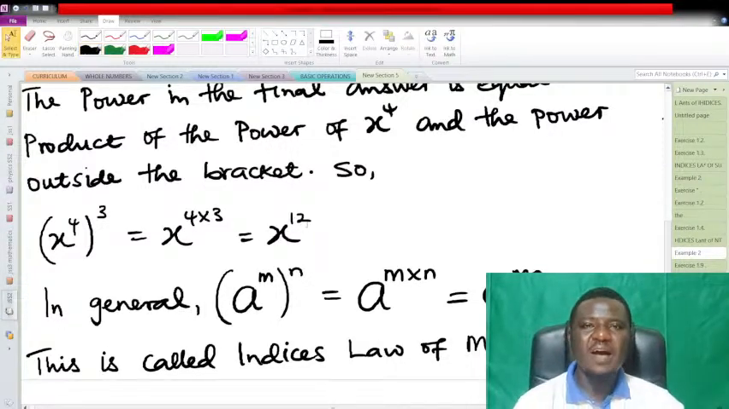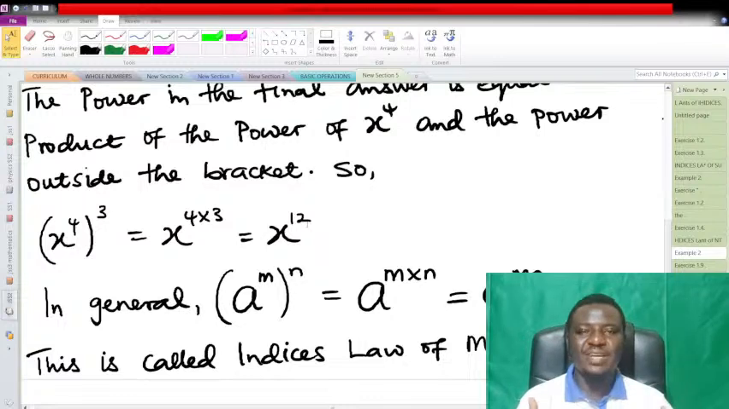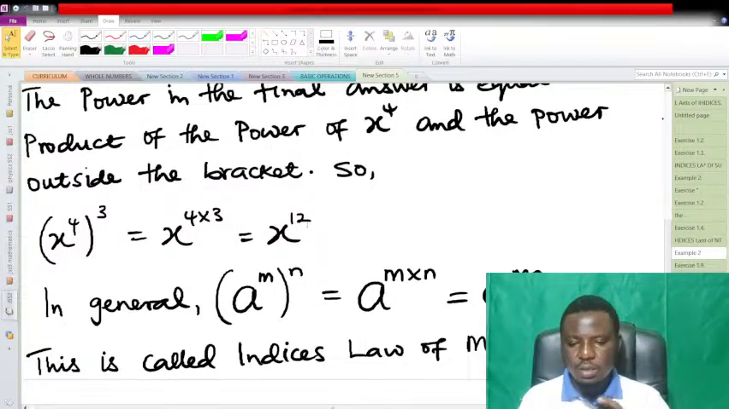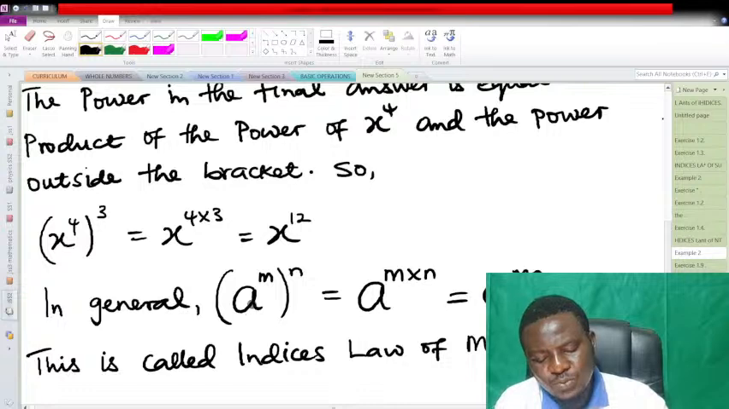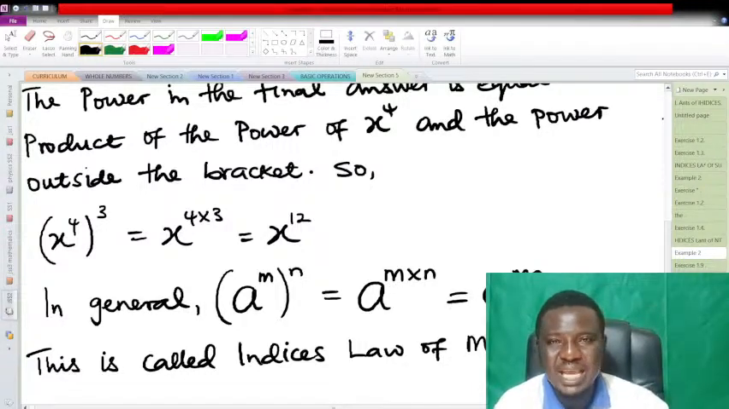So in general, having looked at these two examples, if you take another example, you equally arrive at the same thing. You discover that the answer you get will be equal to when you multiply the power of x and the power outside the bracket. So in general, we say that when you have an indices expressed as a raised to the power of m, all raised to the power of n, it will be equal to a raised to the power of m times n, which is equal to a raised to the power of mn. Definitely, when you multiply m times n, you get mn.